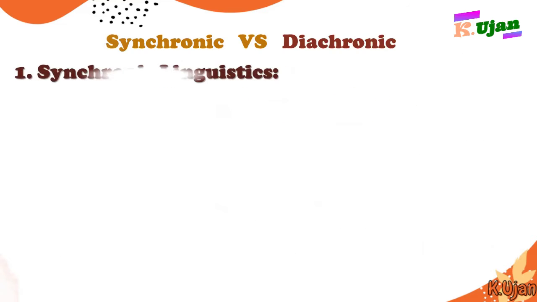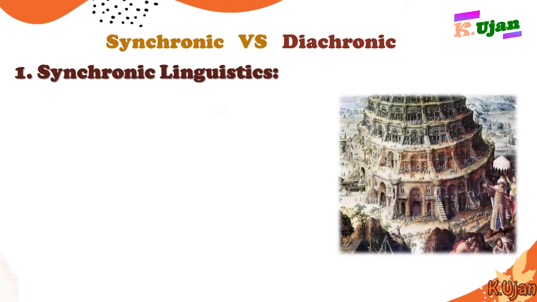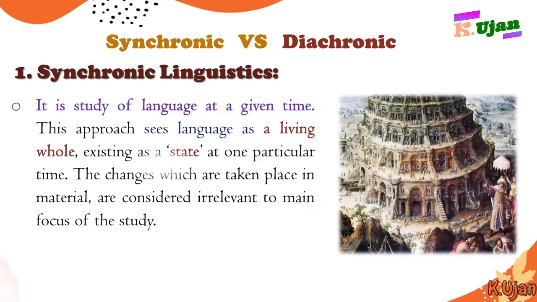Let's begin and talk about these terms one by one. So here is synchronic linguistics. As it is described in this picture, it is a study of language at a given time. यानी इस वक्त लैंग्वेज की स्टडी करना, यानी जैसी भी शेप लैंग्वेज की इस वक्त है इसको स्टडी करना, that is known as synchronic linguistics.